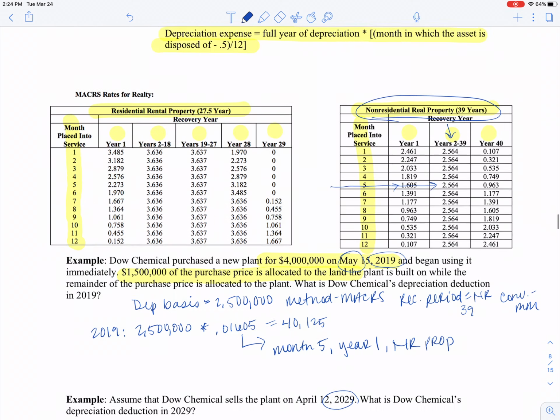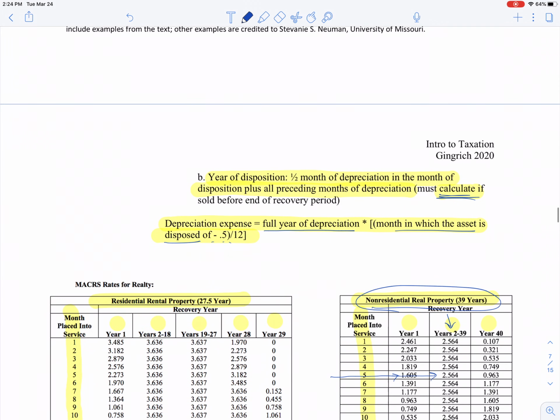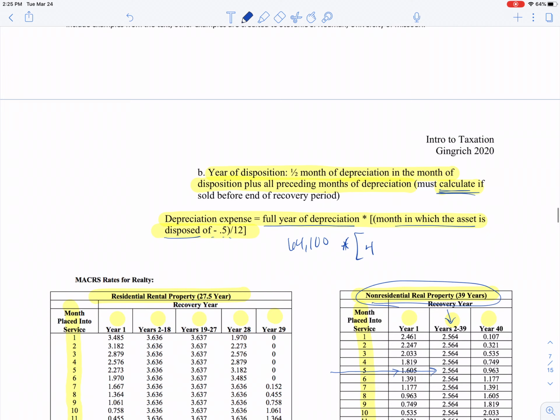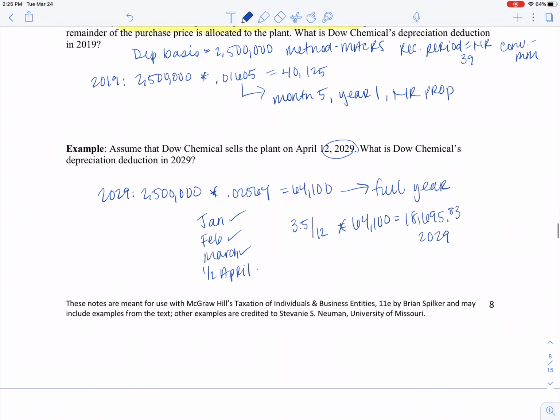The way that we've written this that you can think about is you can take the full year of depreciation times the month in which the asset is disposed of minus 1/2 over 12. So in this case, our full year's worth of depreciation was the 64,100. The month in which the asset was disposed of was 4, it was April, minus 0.5 over 12. So if it's easier for you to think about it that way, then you can certainly do that. It also makes sense if you list it out and think about how you should get 1 month, 2 months, 3 months, and 1/2.